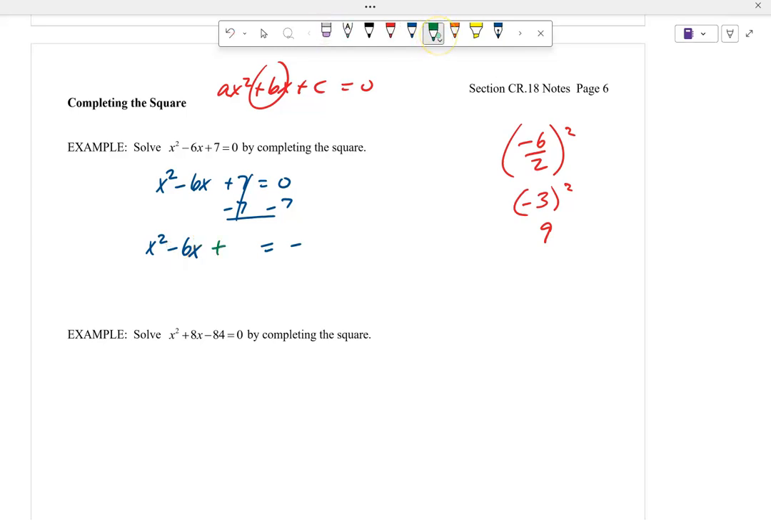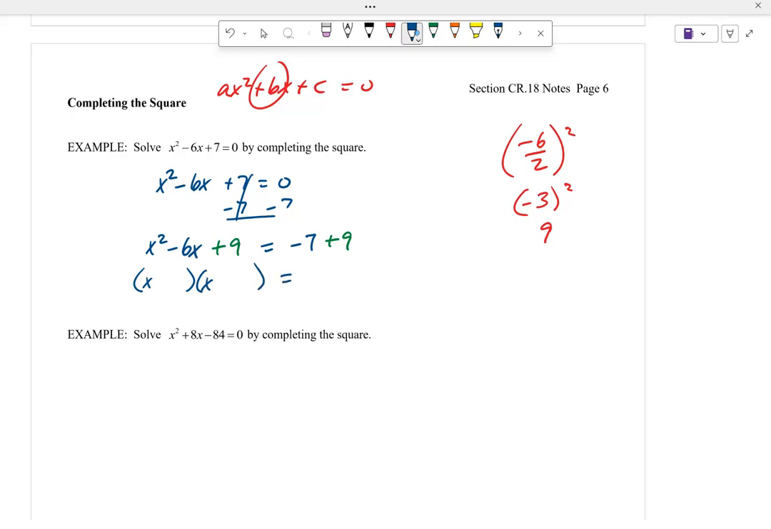So if I add 9 to this side, the other side already has negative 7, but I've got to keep the sides balanced, right, like with weight. If I add 9 pounds to the left-hand side of the weight, I've got to add 9 pounds to the right-hand side to keep these weighted the same, right? Now I'm looking at x squared minus 6x plus 9, and I'm like, oh yeah, this will factor real nice for me now.